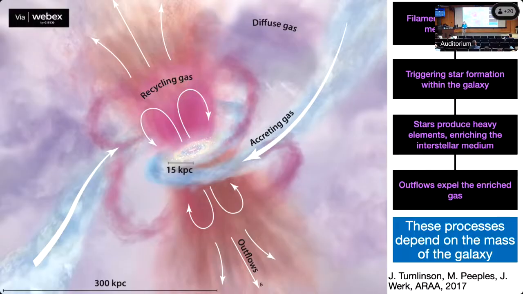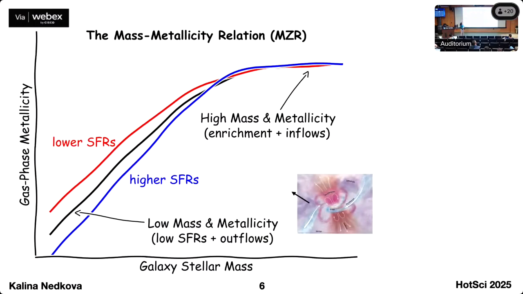And so you can imagine if you have a very massive galaxy, it's going to have a very deep potential well. It's going to be very efficient at accreting this pristine gas compared to a lower mass galaxy that has a shallower potential well. Higher mass galaxies will also have less efficient outflows because they are more gravitationally bound. And so you might expect that there might be some kind of a connection between the metallicity of a galaxy and its stellar mass. And indeed, this is the mass-metallicity relation, or the MZR.